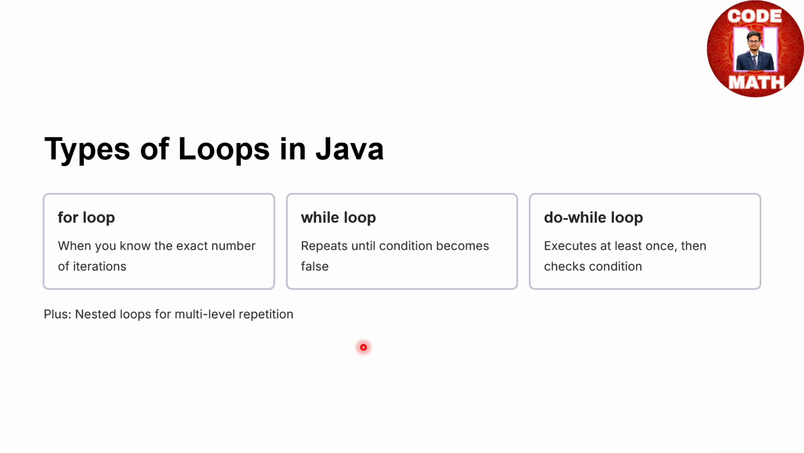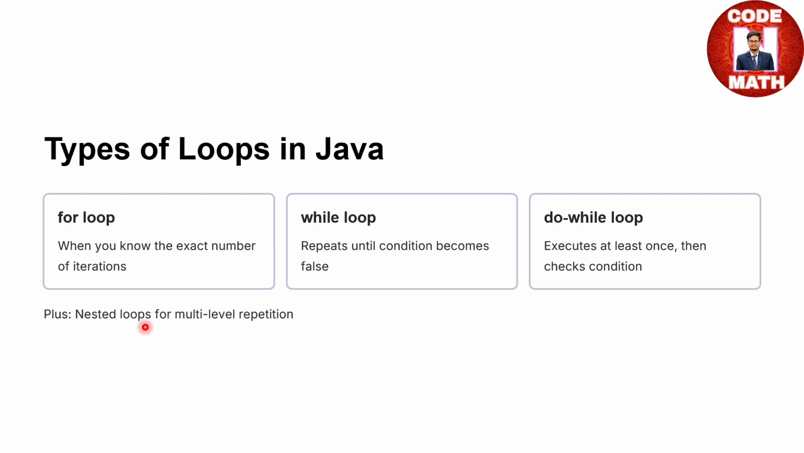So we can say that there are mainly three types of loops: for loop, while loop, and do while loop. Plus we can also say that there is a multi-level repetition loop, which we call a nested loop, which is mostly used for patterns.